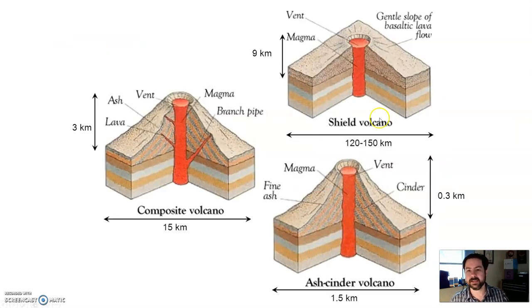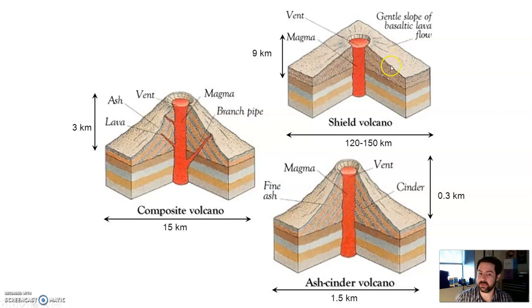Looking at the 3 common types, cinder cone, composite, or shield, I know these cartoons look similar, but look at some of the measurements. Cinder cones are about 1.5 kilometers in diameter and about 300 meters tall, so maybe about 1,000 feet tall or so. Composite volcanoes are 15 kilometers wide, about 10 miles, and 3 kilometers high, a little over 1 mile high.